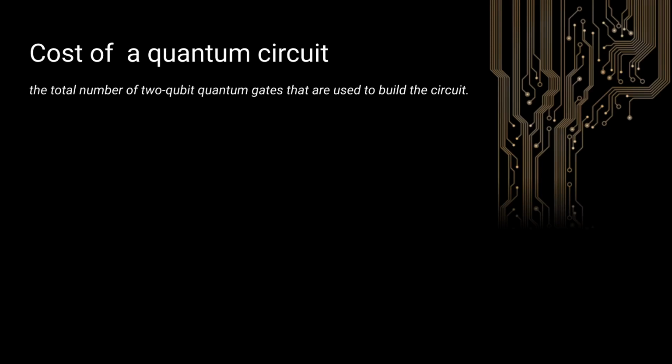We are interested in designing a circuit as cheap as possible. Therefore, we should establish the notion of the cost. The cost of a quantum circuit is a total number of 2 qubit quantum gates that are used to build the circuit. That's right, there might be several ways to design a quantum circuit layout, which will require a different amount of 2 qubit quantum gates.